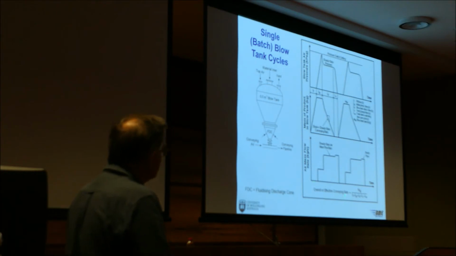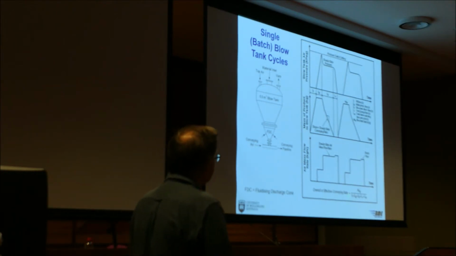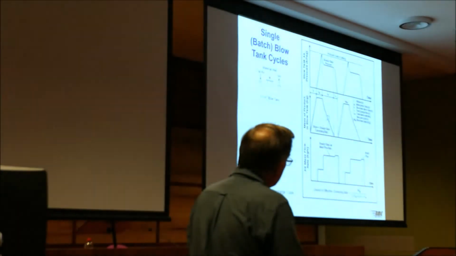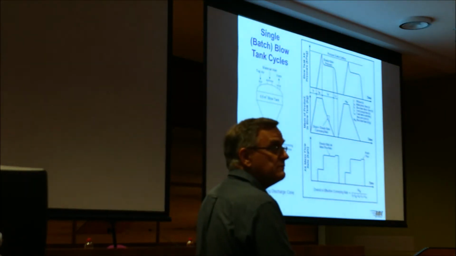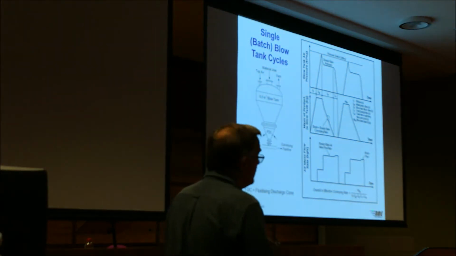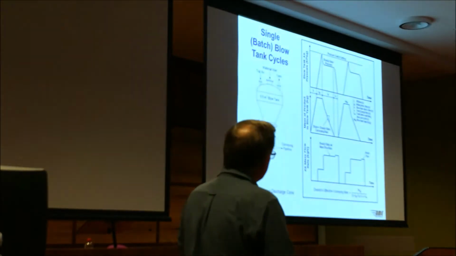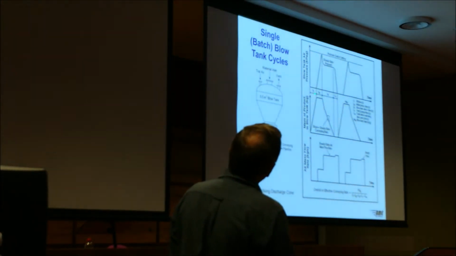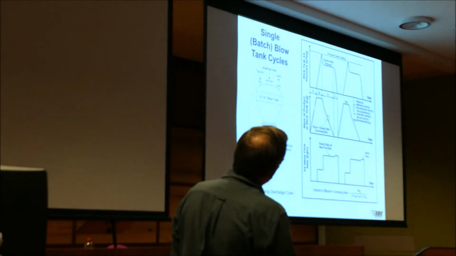So the overall system capacity down here is the match of the batch size, the mass of the material in the blow tank, divided by all the cycle overheads. So that's the time to fill the blow tank, which is this one here, from there to there.